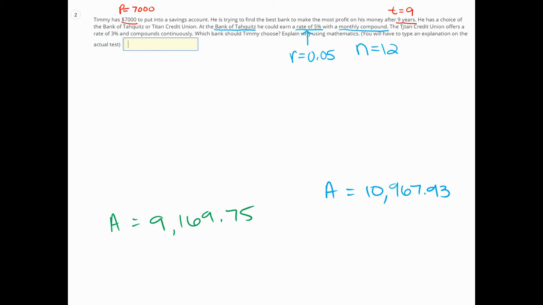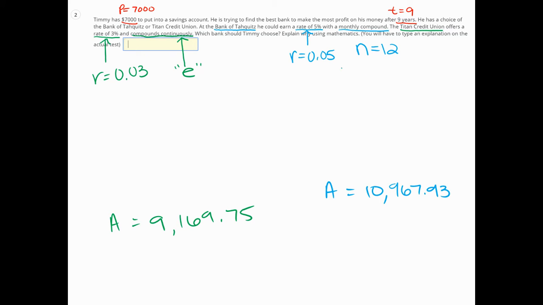All right, then I would go over to my next part here. The Titan Credit Union, so this is our second option, offers a rate of 3% interest. So that rate would be 0.03, again, writing it as a percent. And then it says that it compounds continuously. And so this one, that continuously, is our hint that we're going to be using E in our equation. All right, so these two problems actually use 2 different equations.